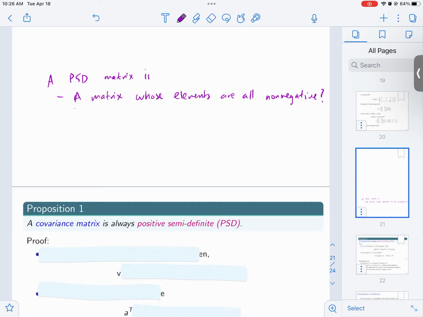This is false. Okay. A matrix whose... just say a symmetric matrix. This is going to be always a symmetric matrix. A symmetric matrix whose eigenvalues are all non-negative. Is this true? False. This is true.